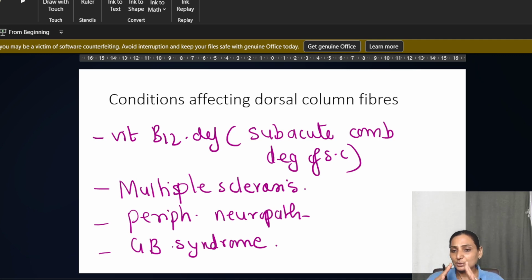So this is all about the dorsal column, highlighting the point that crossing does not take place in the spinal cord. It is after the spinal cord, that is beyond the medulla. This is the most important point when we will study the hemisection of the spinal cord.